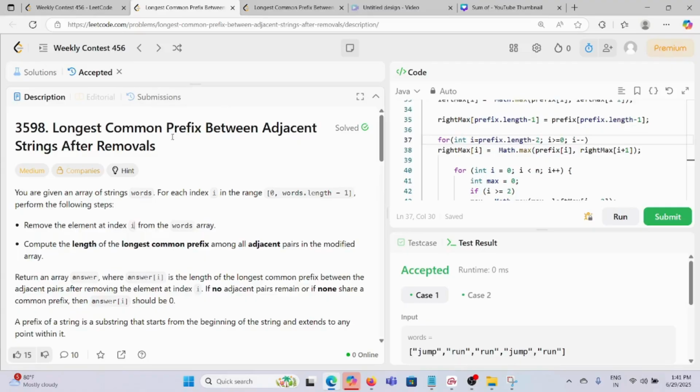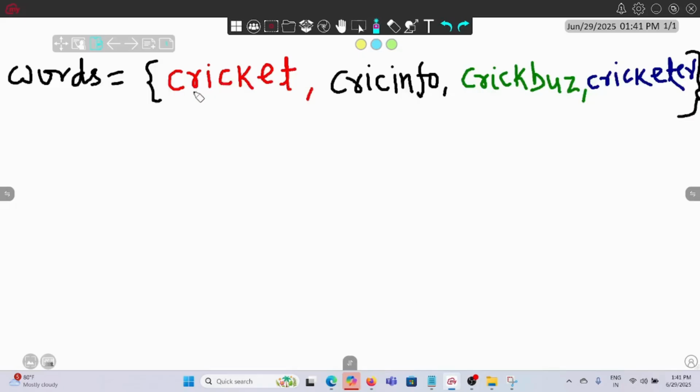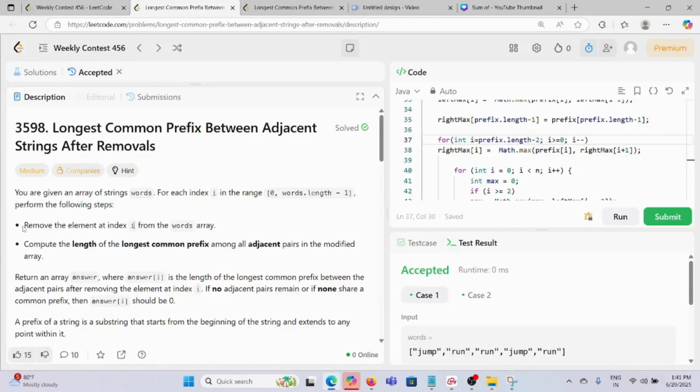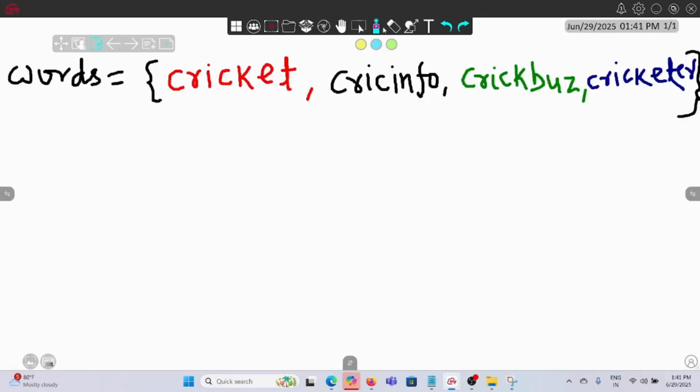Second question of LeetCode contest 456, longest common prefix between adjacent strings after removal. We are given a string array words, and we have to do two operations: remove the element at index i from the words array, and compute the length of the longest common prefix among all the adjacent pairs in the modified array. So what it means is we have to remove one by one all of them.